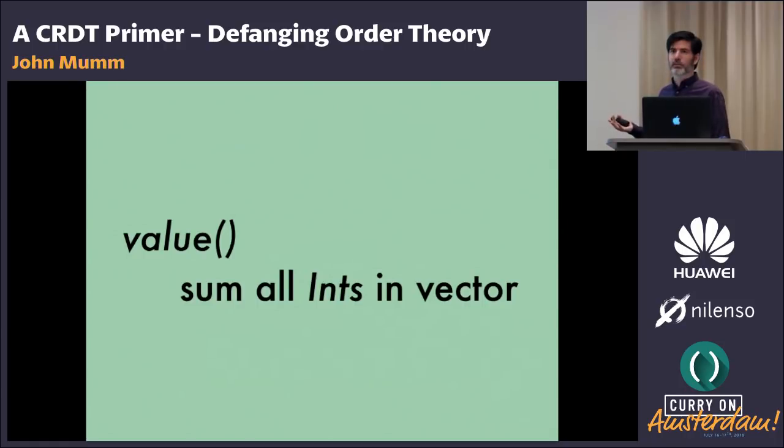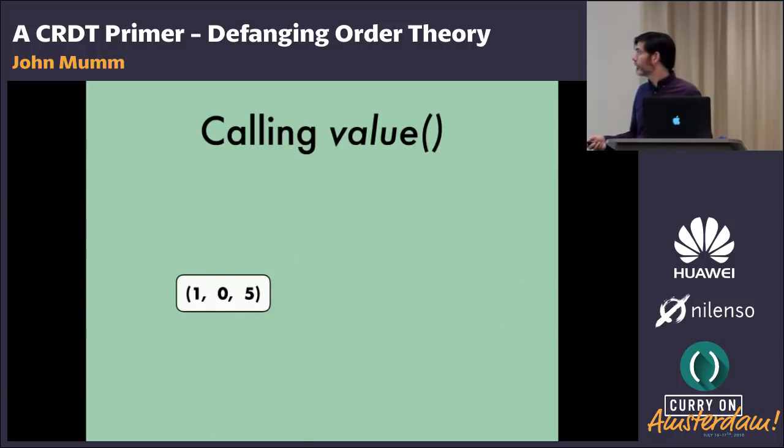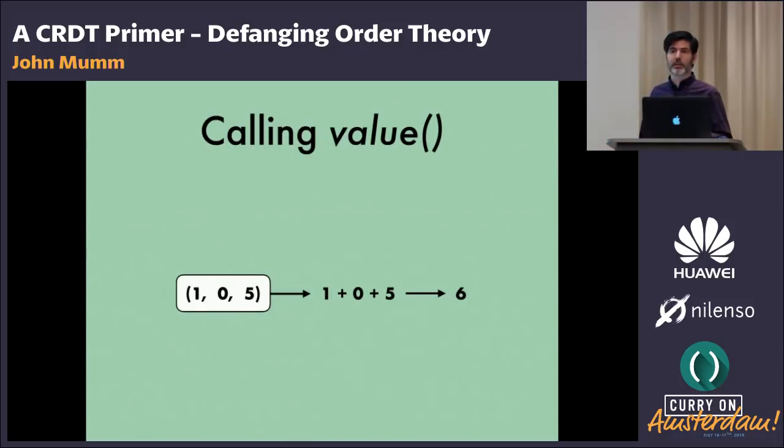Finally, what is the value? Well, my vector is supposed to represent the number of times increment was called at each node, so I just add them up, and that gives me my latest information about the total in the system.